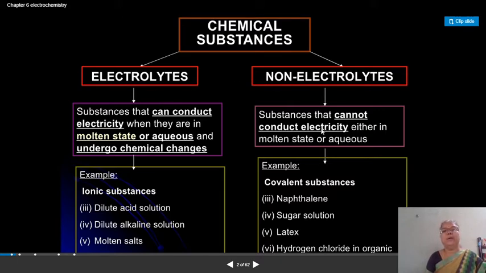And non-electrolytes are the substances that cannot conduct electricity either in a molten state or an aqueous state. For example, the covalent substances. Examples of non-electrolytes are naphthalene, sugar solution, latex, that means rubber, and hydrogen chloride in organic solvent. These are certain non-electrolyte substances, that means they cannot conduct electricity.